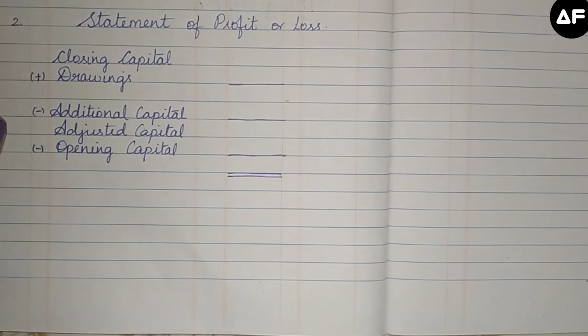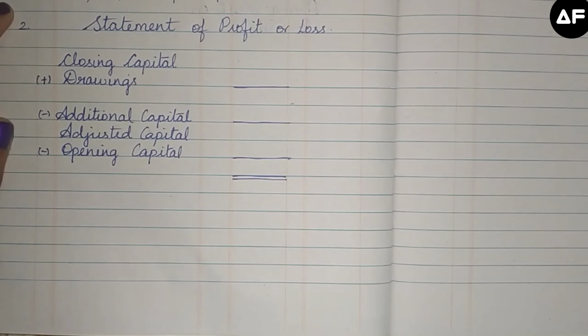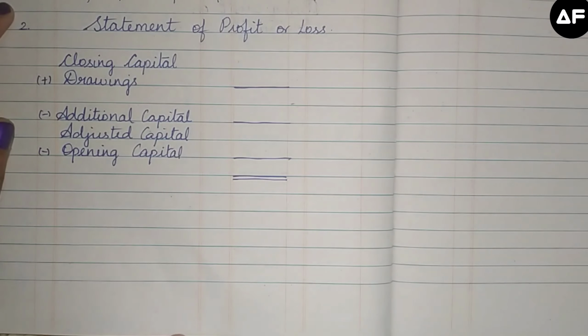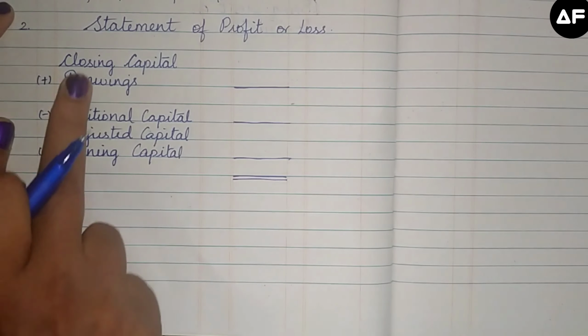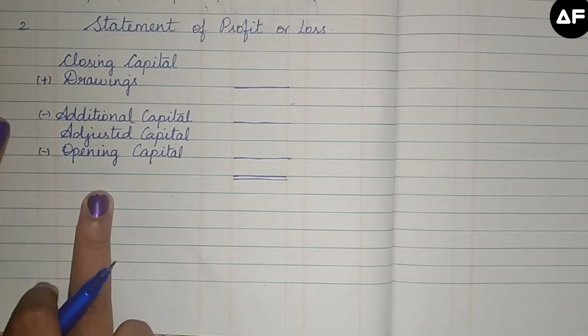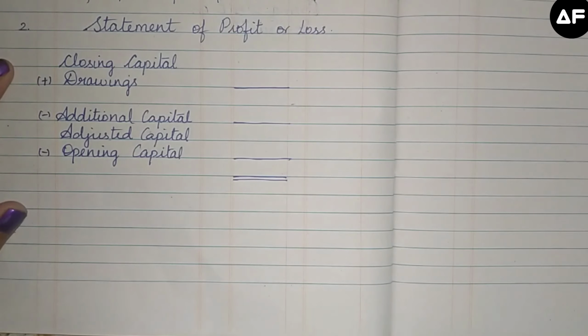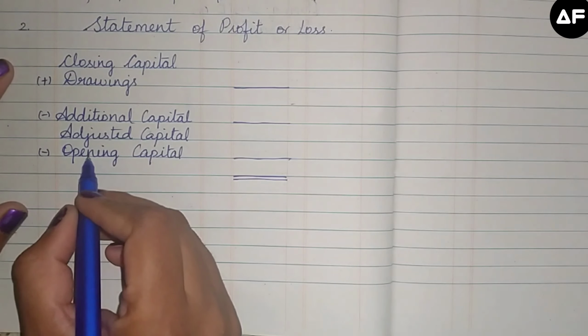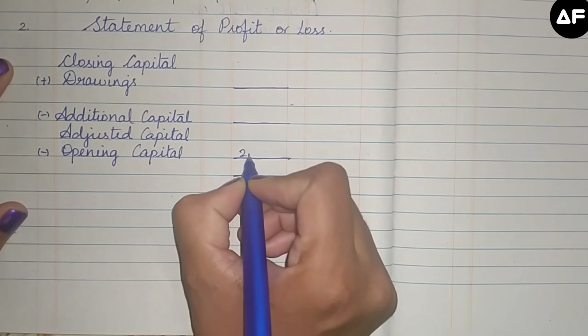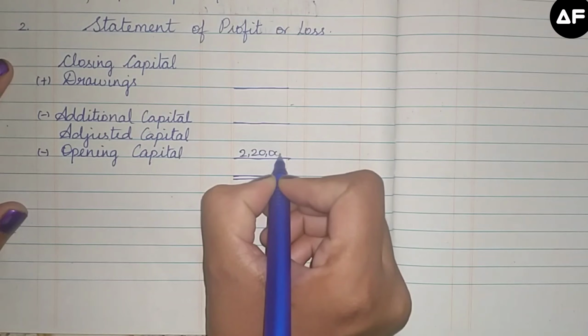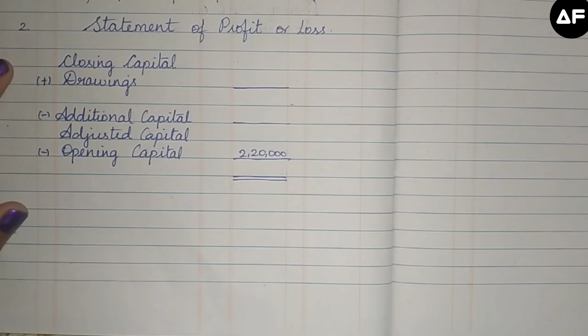Now let's look into the second sum. From the following particulars, you must ascertain the profit or loss. As soon as I read the sum, I wrote down the format of statement of profit or loss. The first item given there is capital as on 1st January 2018. As it is mentioned as January, I take it into consideration that it is opening capital. So my opening capital is 2,20,000.